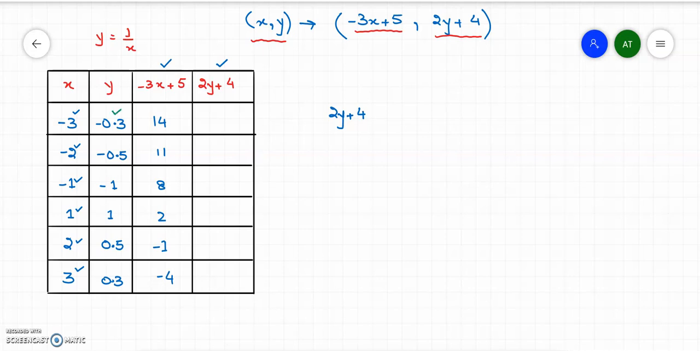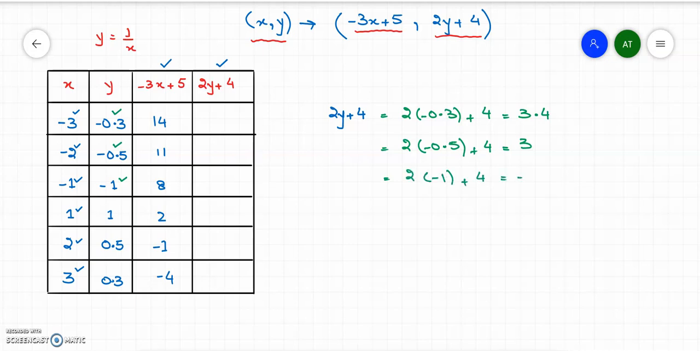So when y is negative 0.3, we have 2 times minus 0.3 and then plus 4. Let me solve it. 2 times negative 0.3 plus 4 is equal to 3.4. When y is negative 0.5, 2 times minus 0.5 plus 4 is equal to 3. When y is negative 1, 2 times minus 1 plus 4 is minus 2 plus 4, which equals 2.